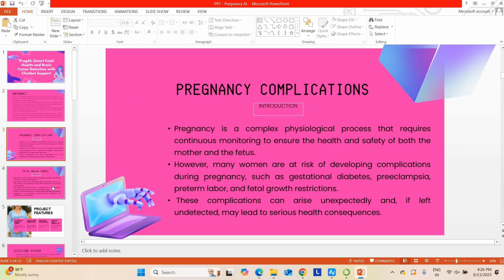And one more thing. First of all, you have to know the meaning of pregnancy complication. Pregnancy complication is a physiological process that needs complete, continuous monitoring for the safety of the child as well as the mother. We have to track the woman's health always to avoid miscarriage. That's what we are going to do with this project.